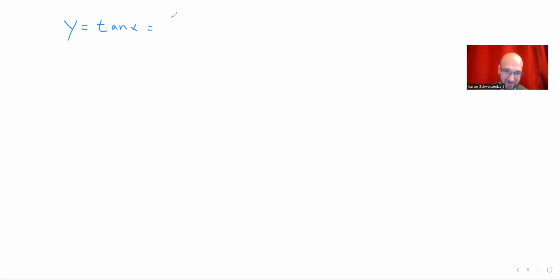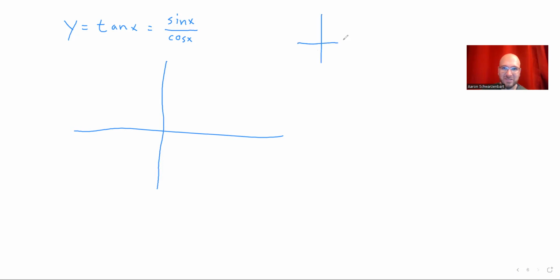We know that tangent of x is sine of x over cosine of x. That means anytime cosine is 0, we're dividing by 0. That means I'm going to have a vertical asymptote. And we know that cosine from our unit circle is 0 here and here. That's pi over 2, 3 pi over 2. The coterminals to those would be negative pi over 2, negative 3 pi over 2, 5 pi over 2.